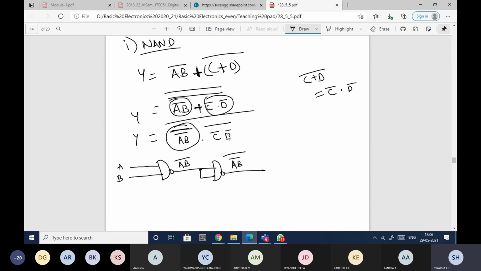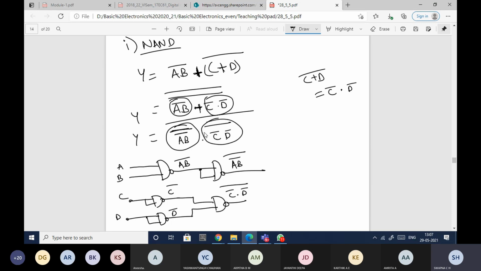Now I need to get C bar, D bar, whole bar. So C bar in the sense, I'll take this as C, so I'll get C bar. I'll take this as D, so I'll get D bar. So C bar into D bar whole bar. I'll give it to a NAND gate so that I'll get C bar dot D bar whole bar. I've got this term also. Now I need this into this whole bar, so give it to one NAND gate. So I'll get Y is equal to AB bar whole bar into C bar into D bar whole bar.